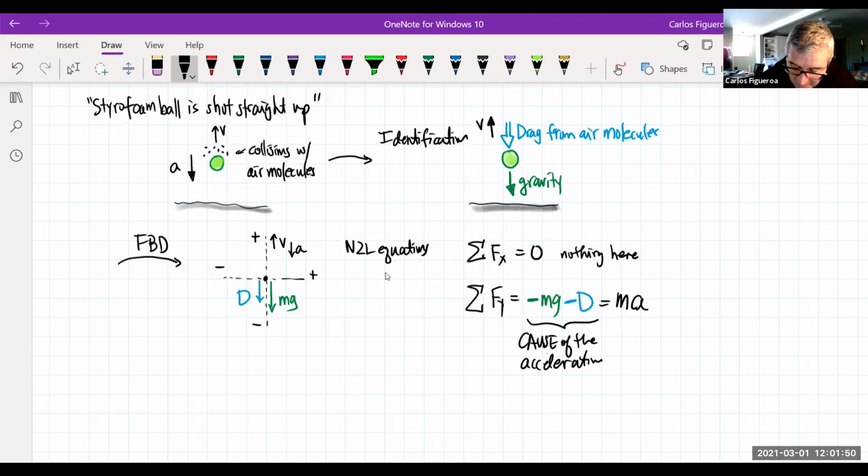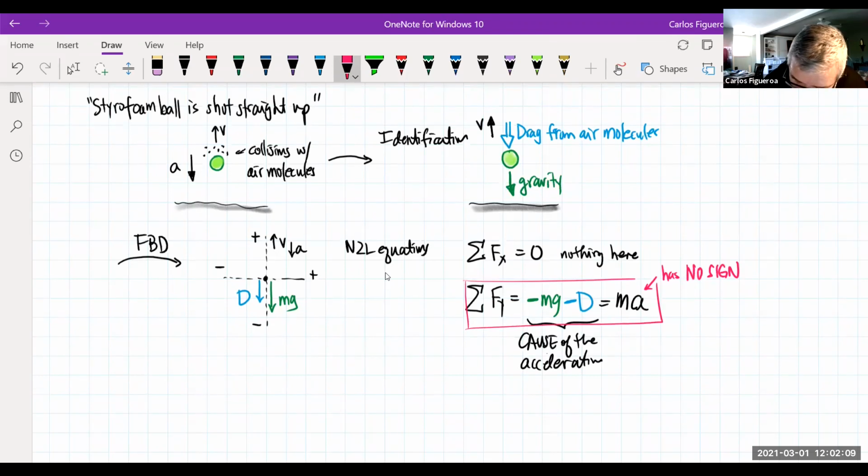You have to be really careful here. Note that A has no sign. It's the force that determines the sign of the acceleration. So what's my N2L equation? This guy right here. That's what I'm looking for. Let's go to the next one now.